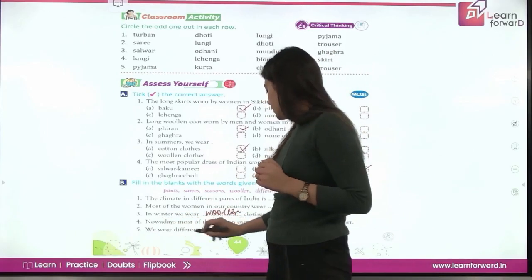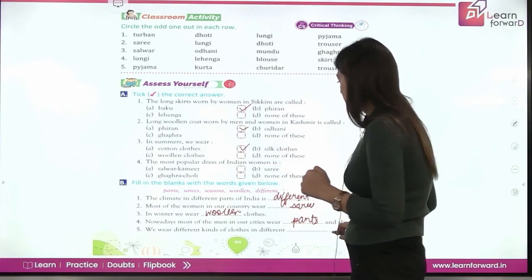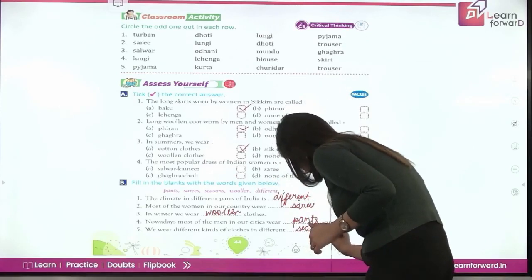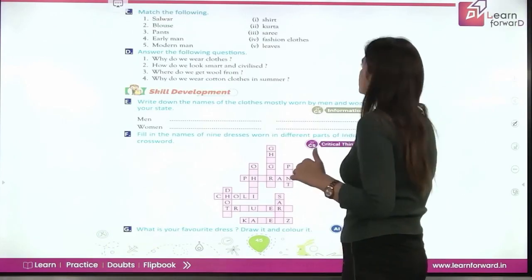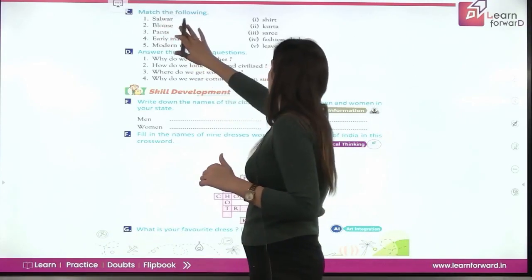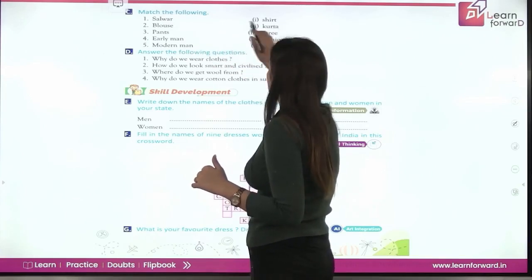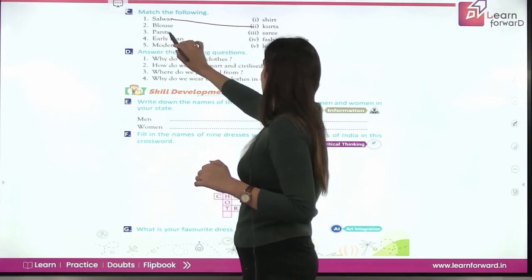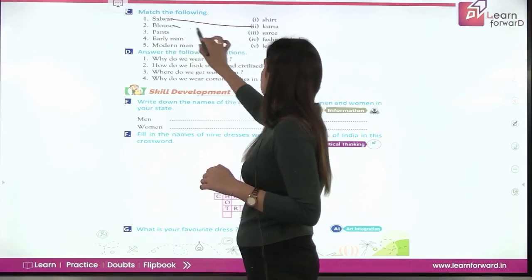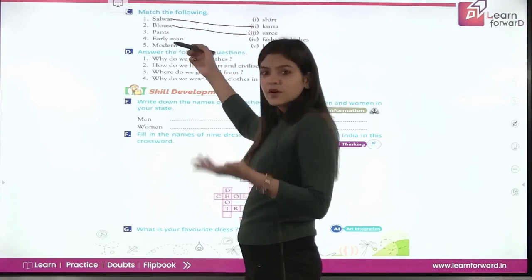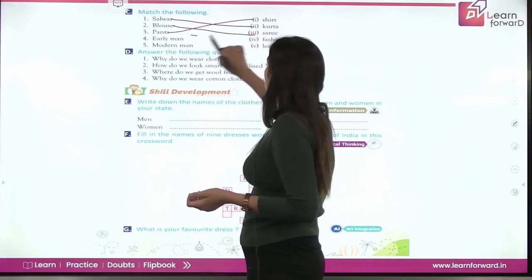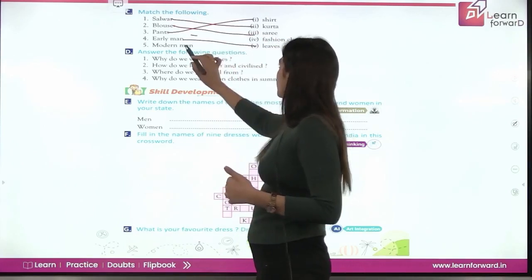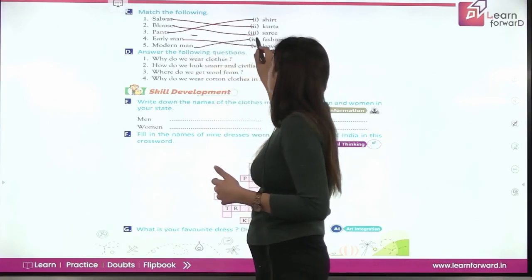Fifth, we wear different kinds of clothes in different seasons. So the answer is seasons for the fifth one. Next, match the following. Salwar is associated with kurta. Blouse is associated with the sari. Pants is paired up with the shirt. Early man used to wear leaves, and modern man wears fashionable clothes.